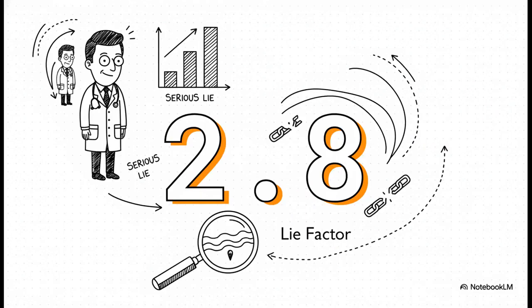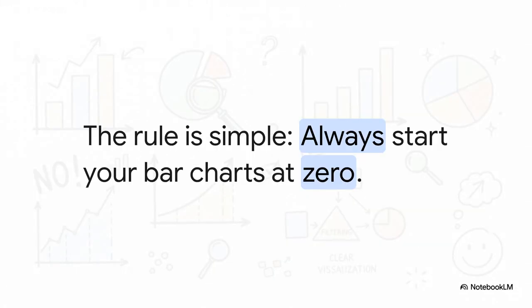So what's the lie factor on that shrinking doctor chart? Get this, a whopping 2.8. That means the visual lie is almost 3 times bigger than the actual story in the data. That's not a little white lie. That's a serious deception. All right, next up is a really common villain, scale distortion.